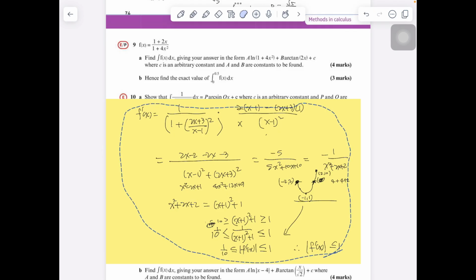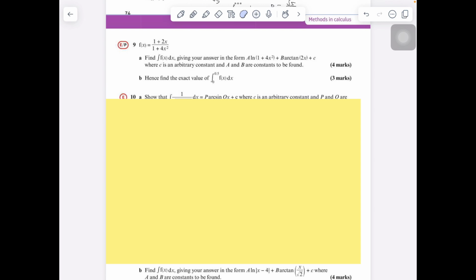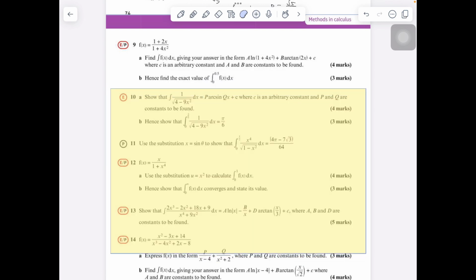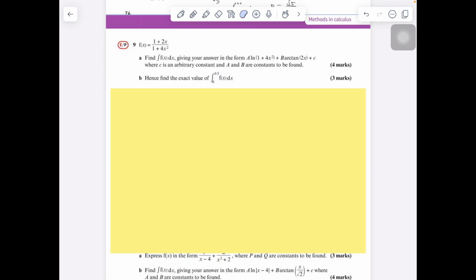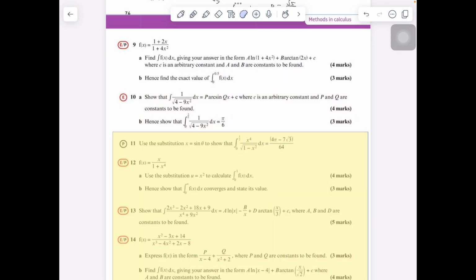And number 9, let's see. So this is again the same thing like just now. I separate them like 1 over and 2x over because they had different approaches. So 1 over is arc sine, inverse trigonometry. So here also 1 over 1 plus 4x squared, maybe you can use arctangent. And 2x over 1 plus 4x squared, you use the substitution. Then you will find it.